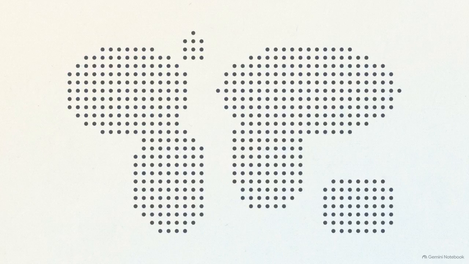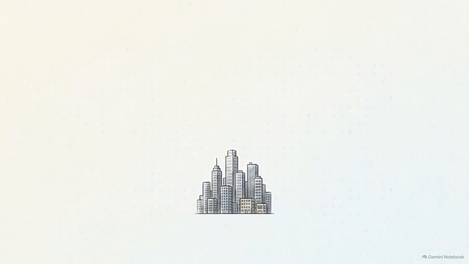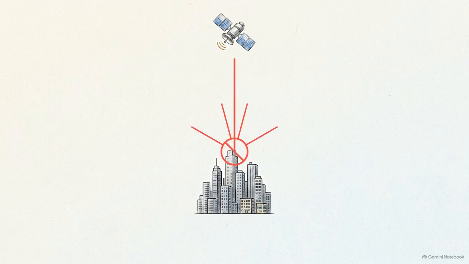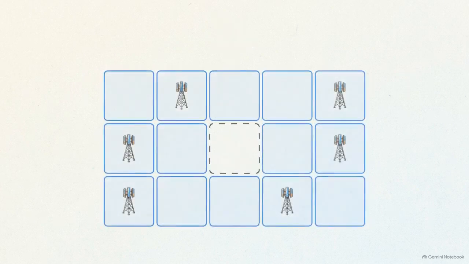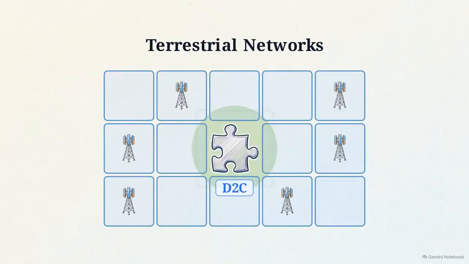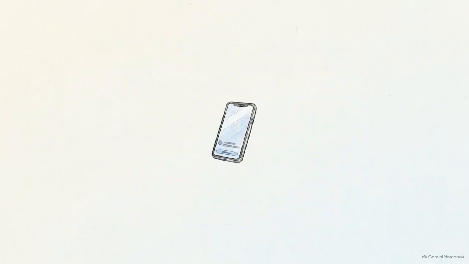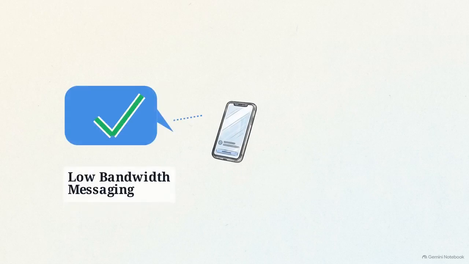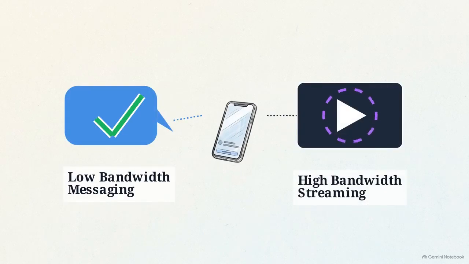The advantage is total global coverage, effectively eliminating dead zones. The limitation is strictly limited bandwidth and the requirement for a clear line of sight to the sky. The signal cannot easily penetrate thick roofs or dense urban cover. The core exam takeaway is that D2C functions as a complement to terrestrial networks rather than a replacement. It provides critical messaging in remote areas, but is not designed for high-bandwidth home streaming.